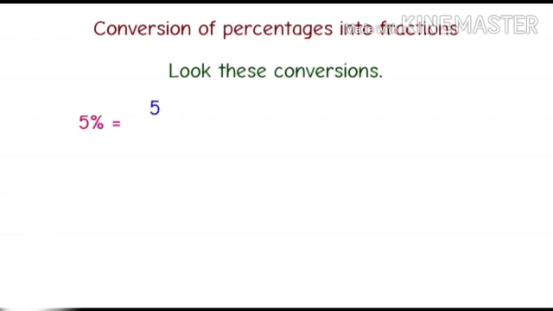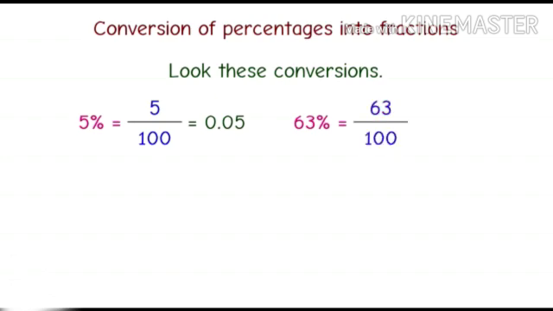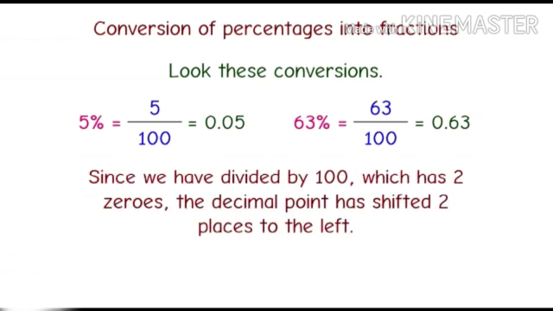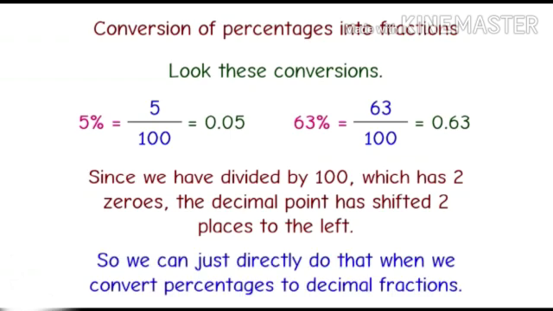Look at these conversions. 5% is equal to 5 by 100, which is equal to 0.05. 63% is equal to 63 upon 100, which is equal to 0.63. Since we have divided by 100, which has two zeros, the decimal point has shifted 2 places to the left. So we can just directly do that when we convert percentage to decimal fractions.